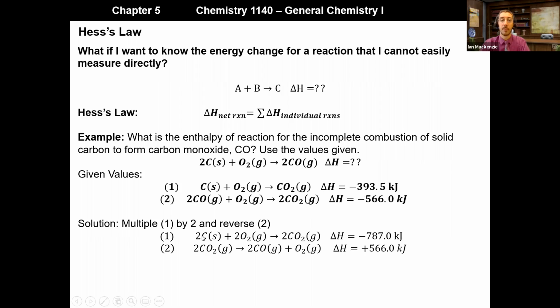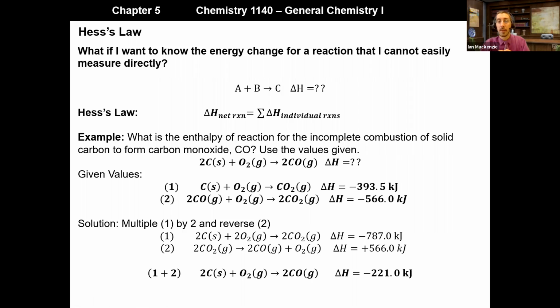If I sum this up, I'll have 2C plus 2O2 plus 2CO2 on the left side, and then 2CO2 plus 2CO plus O2 on the right side. The CO2s cancel. Now I have 2 O2 on the left and just 1 O2 on the right. Well, I can cancel one of the O2s then. And so then I'm left with just 1 O2 on the left. So then I end up with my net equation.